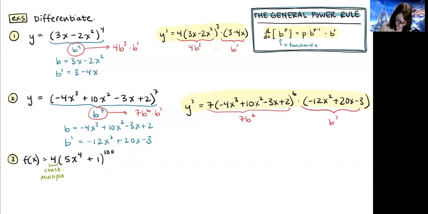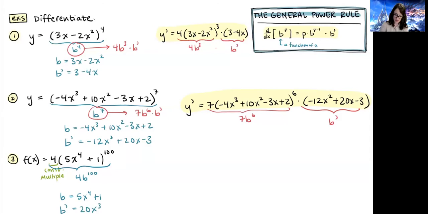So what we have here, this whole thing, right, we've got 4 times some stuff to the 100th power. So if you want, we can look at this as 4b to the 100th, right, where of course b is 5x to the 4th plus 1. And then b prime will be the derivative of that, which is 20x to the 3rd.